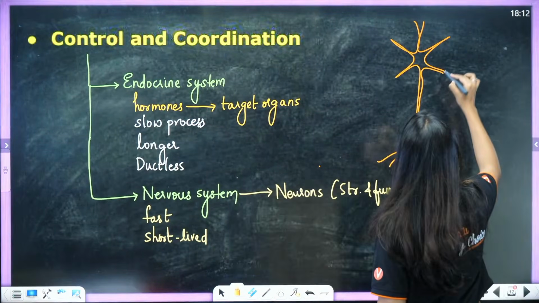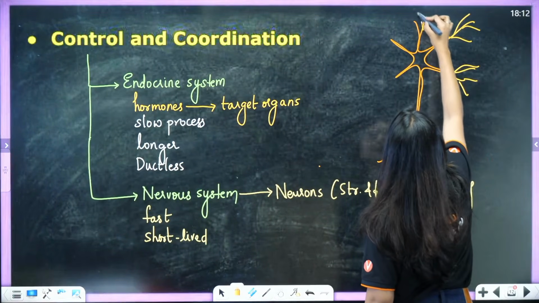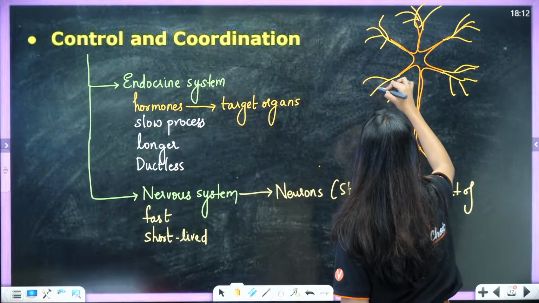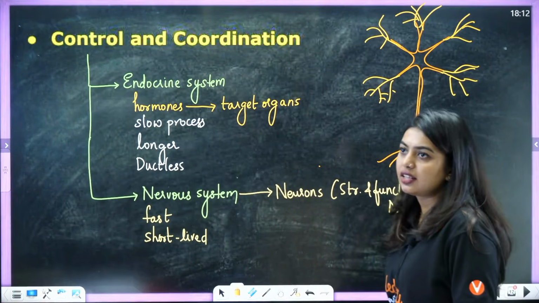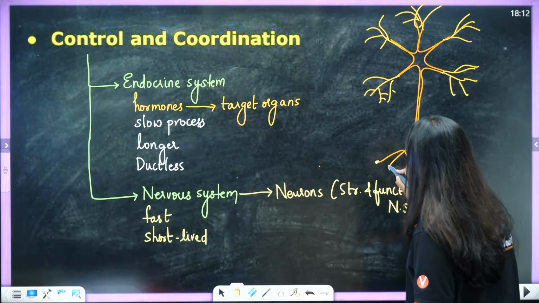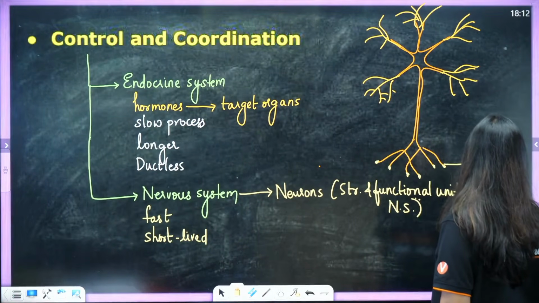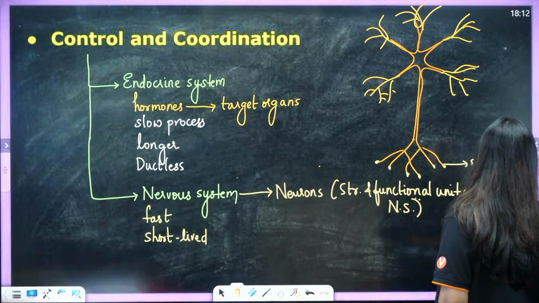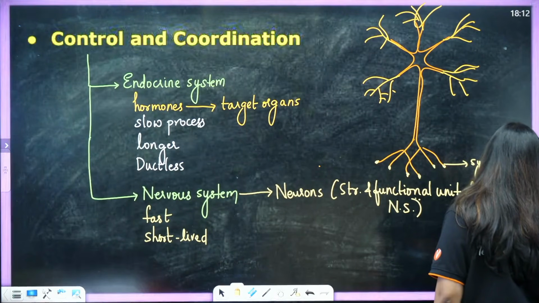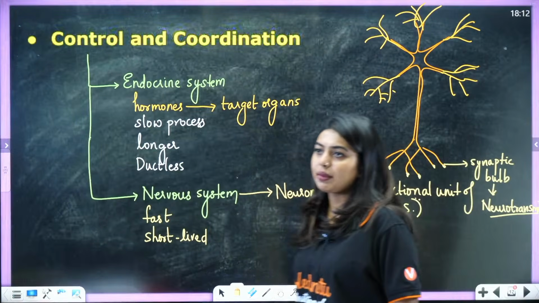Now, this is the neuron and this will be your dendrites. Now at the end there will be axon terminals, and on the axon terminals there will be synaptic bulbs. In the synaptic bulbs, the neurotransmitter will be stored to do chemical synapses.